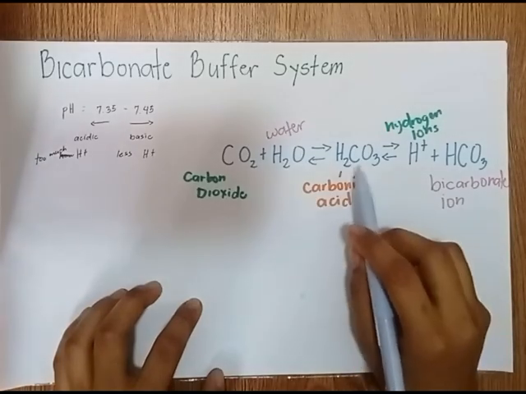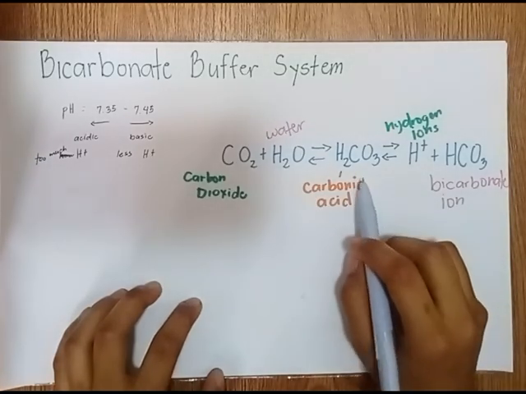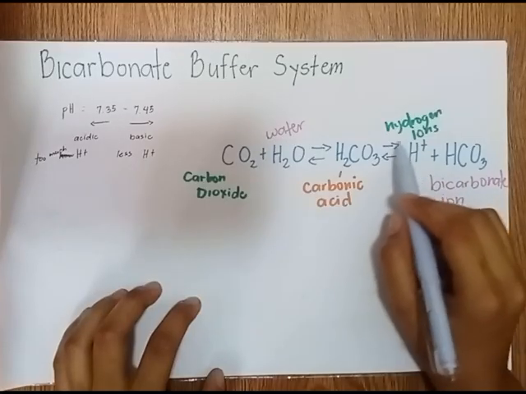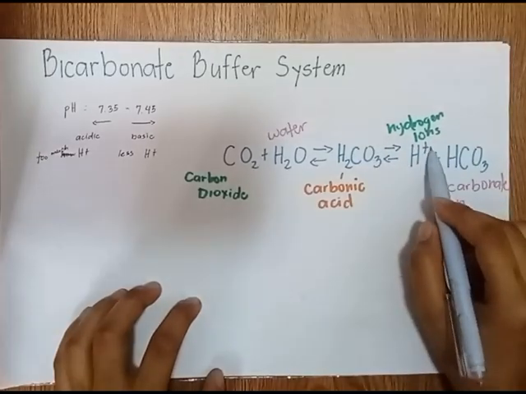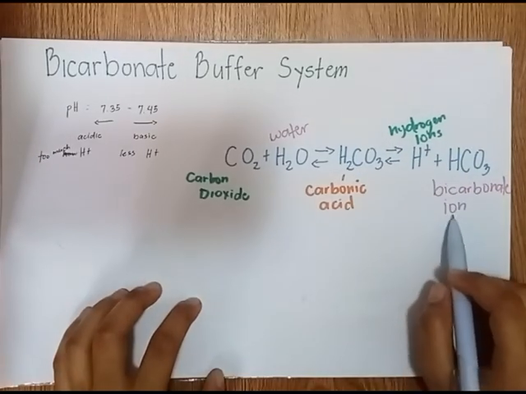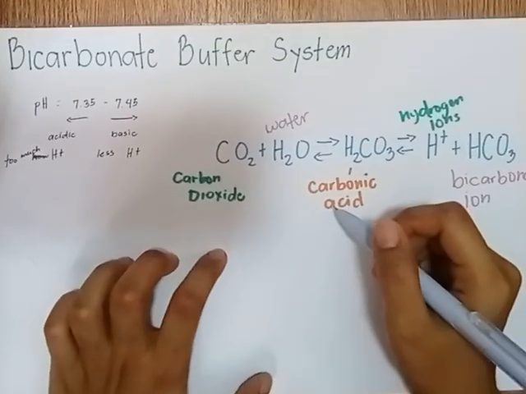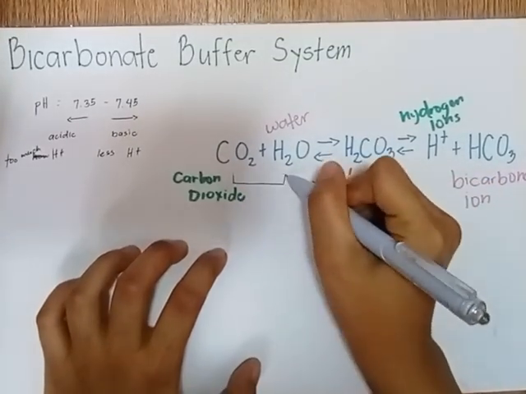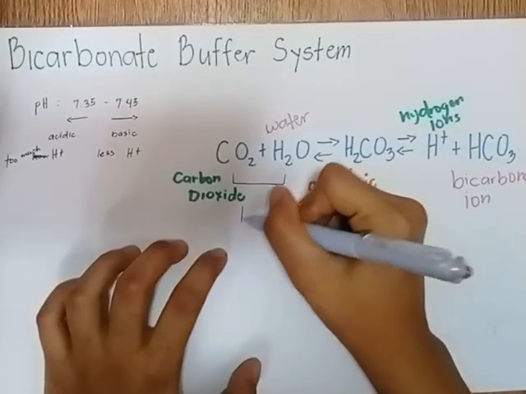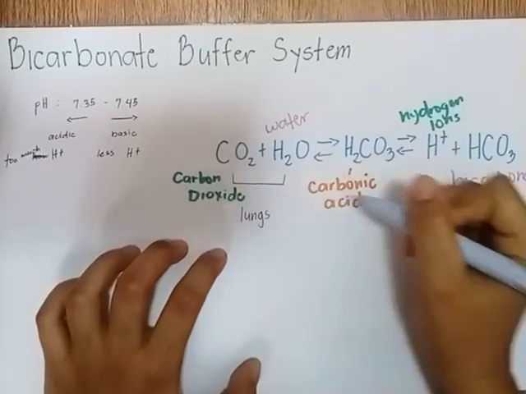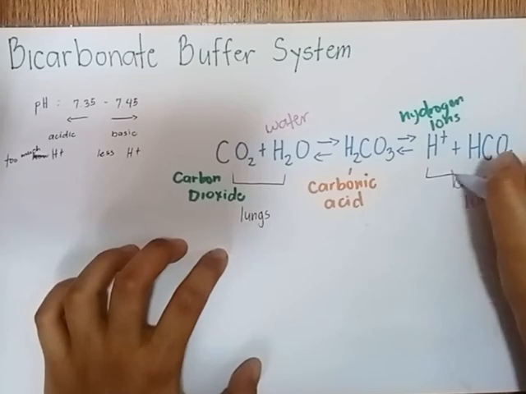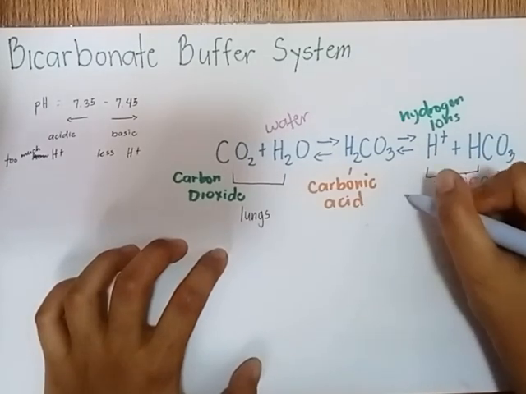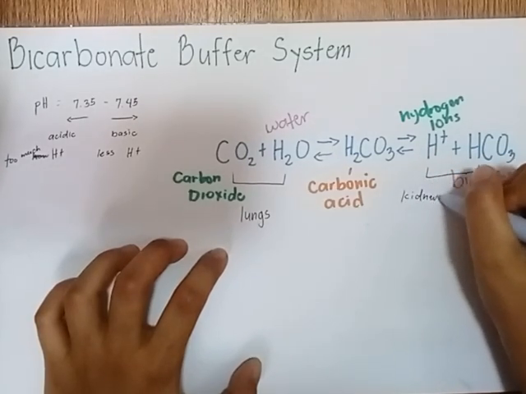Since carbonic acid is unstable, it splits up into hydrogen ions and bicarbonate ion. This end of the equation deals with the lungs, and the other end of the equation deals with our kidneys.